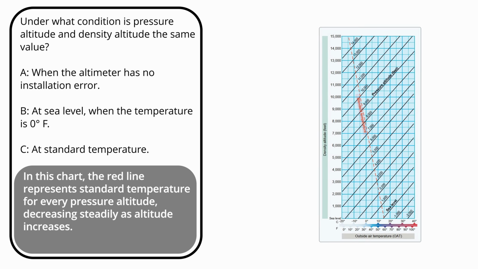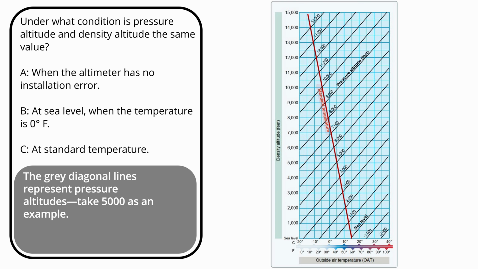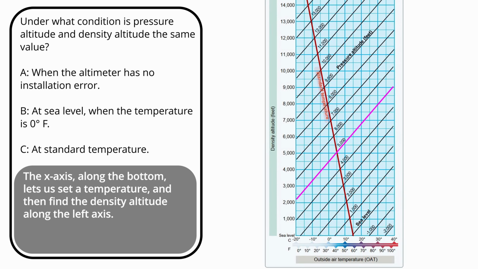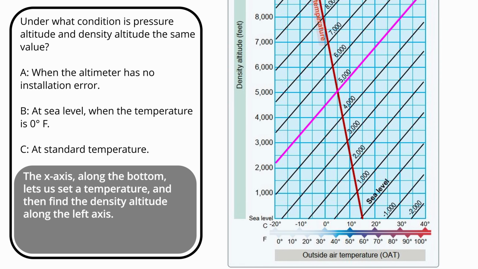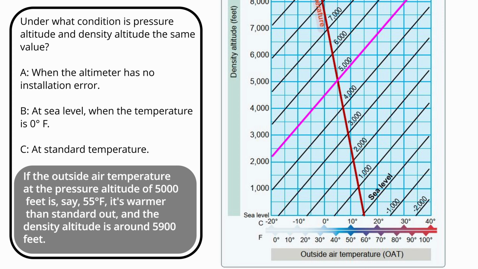In this chart, the red line represents standard temperature for every pressure altitude, decreasing steadily as altitude increases. The gray diagonal lines represent pressure altitudes. Take 5,000 as an example. The x-axis along the bottom lets us set a temperature and then find the density altitude along the left axis. If the outside air temperature at the pressure altitude of 5,000 feet is, say, 55 degrees Fahrenheit, it's warmer than standard out, and the density altitude is around 5,900 feet.